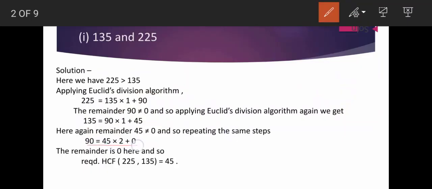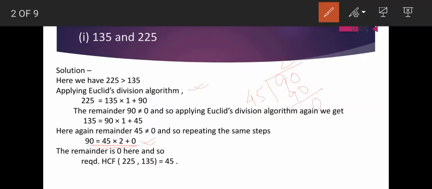In this third step, of course, we have to divide 90 by 45. While dividing 90 by 45, we got 45 × 2 is 90 and got a 0 remainder. So when we get a remainder of 0, this will be considered the final step using Euclid's division algorithm.